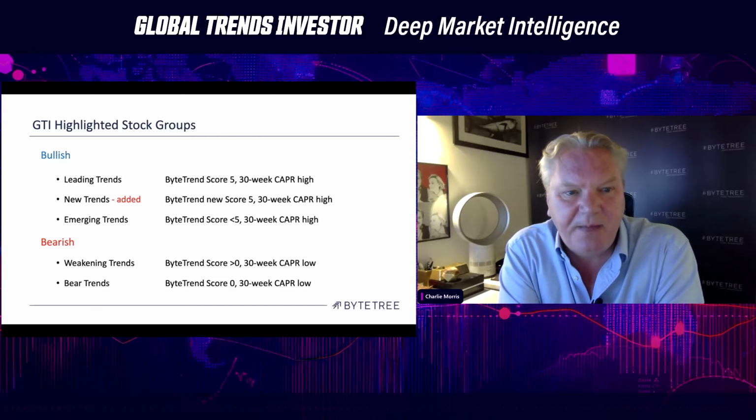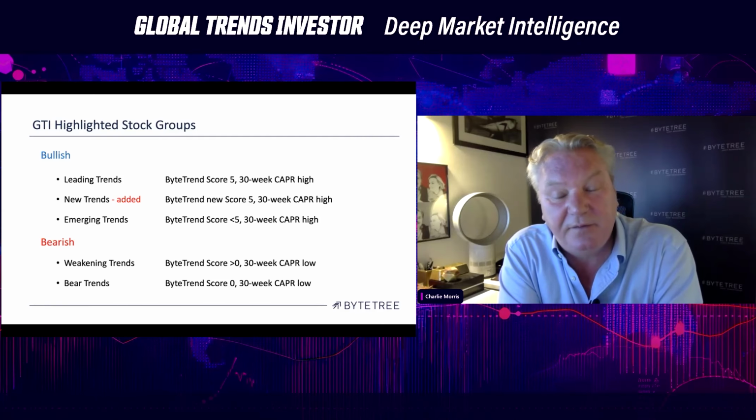And then moving on to the bearish, we do the same thing in reverse. The weakening trends, they've made a CAPR low, so a 30-week relative low against the world index, but they're not in downtrends yet. For that, we have the bear trends. They've got a ByteTrend score of 0, they're going down, and they're making new lows.